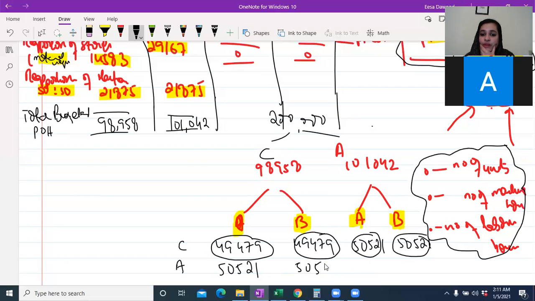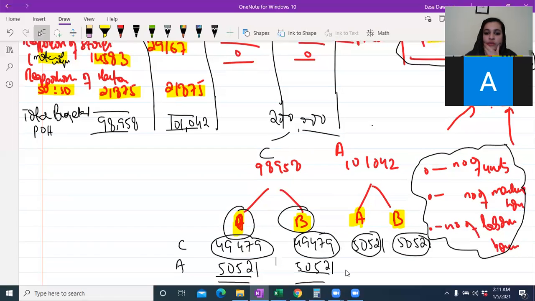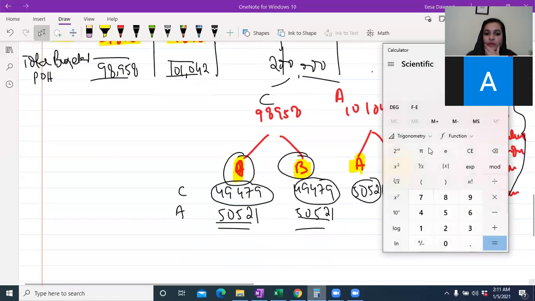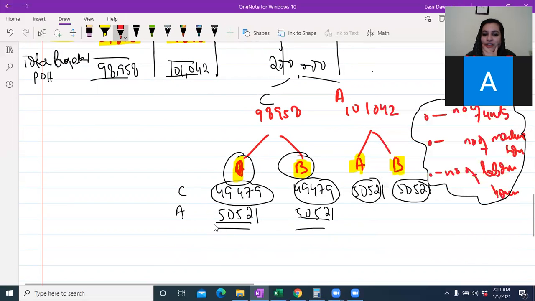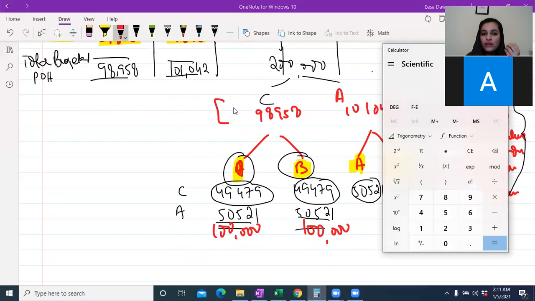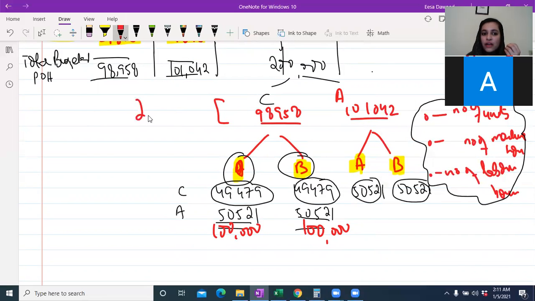So if I add up both the costs, what would be the total cost for A and what would be the total cost for B? It's going to be 50521 plus 49479. So it's 1 lakh for A, and again a cost of 1 lakh for B. See how, if I add both the costs, which were initially this and this, that was also 2 lakh. This cost is 2 lakh.